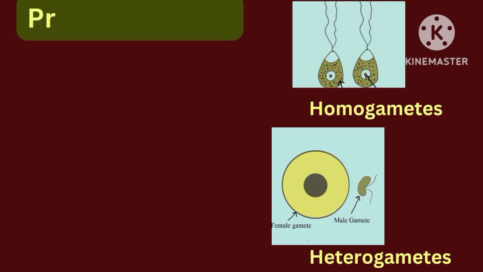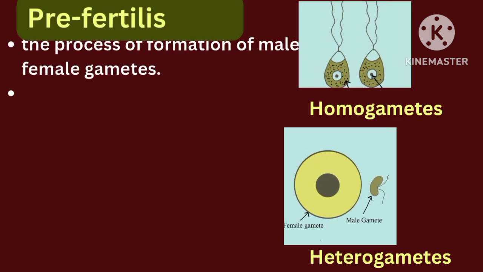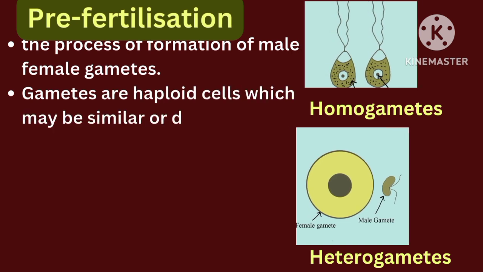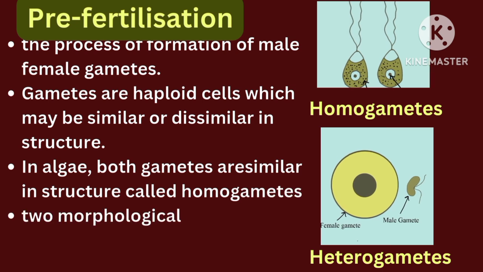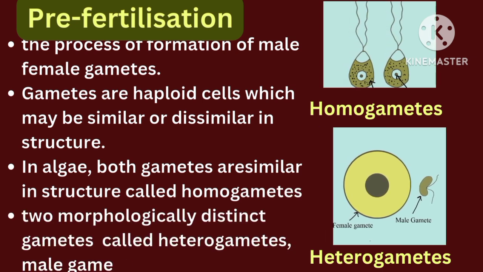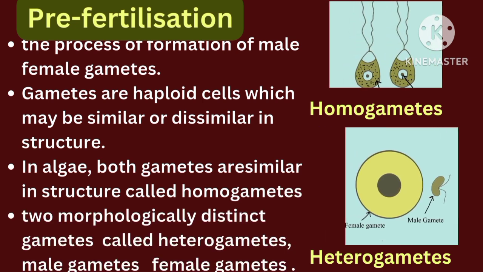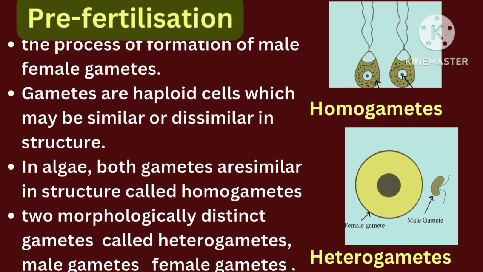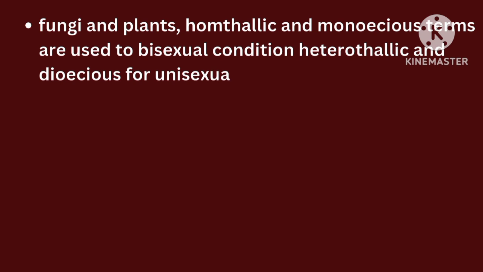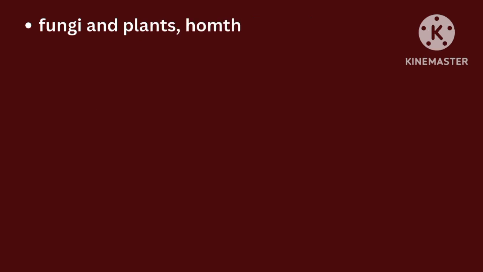Gametogenesis is the process of formation of male and female gametes. Gametes are haploid cells which may be similar or dissimilar in structure. In algae, both gametes are similar in structure, called homogametes or isogametes. In higher organisms that reproduce sexually, two morphologically distinct gametes are formed, called heterogametes. Male gametes are called antherozoid or sperm, and female gametes are called ovum or egg.